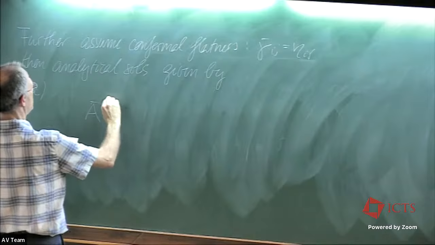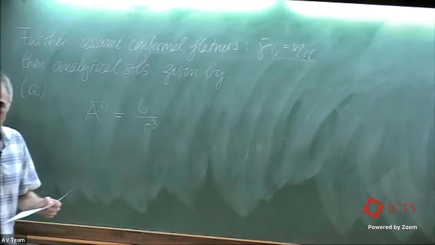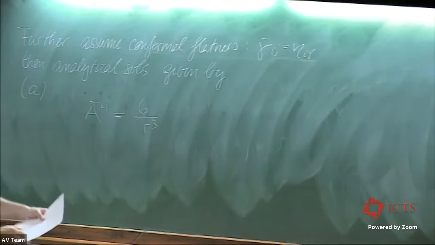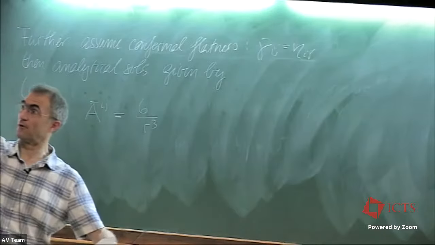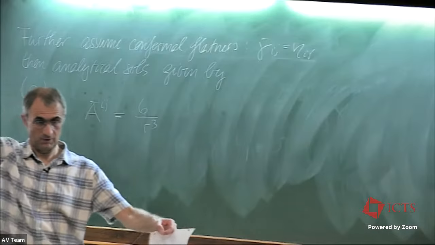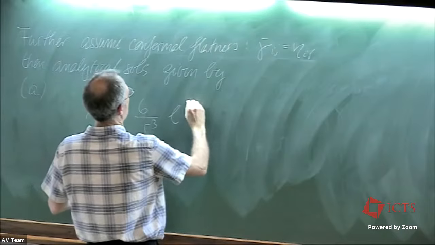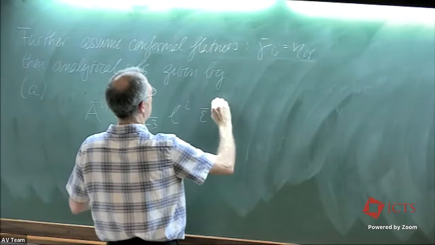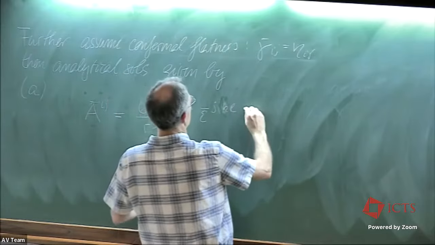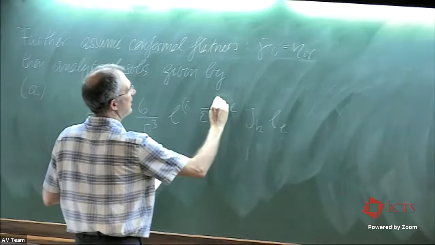A ij bar equals 6 divided by r cubed, where this gives us the extrinsic curvature anywhere in space. The r measures the coordinate distance from the point that I'm evaluating the extrinsic curvature at to where the black hole is, times an L_i epsilon bar j k l times J^k L^l. And now we need to symmetrize over the i and j.